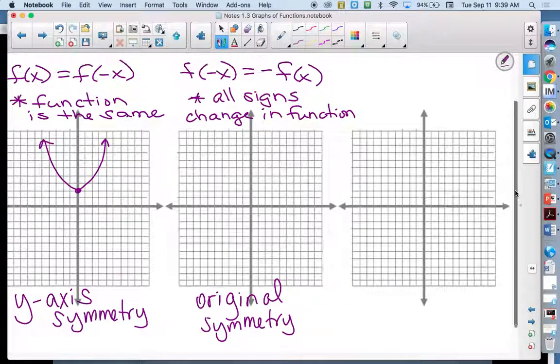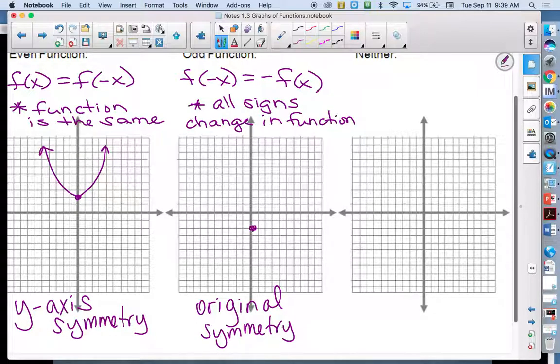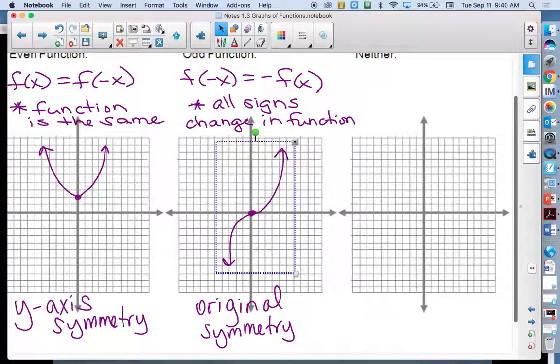So a graph that might have origin symmetry would kind of flip. Let me move that one up so that you can see. I'm going to put that right up here. You can see it flipping over the origin. So the origin makes it flip. One side is reflected over the origin to get the other side.